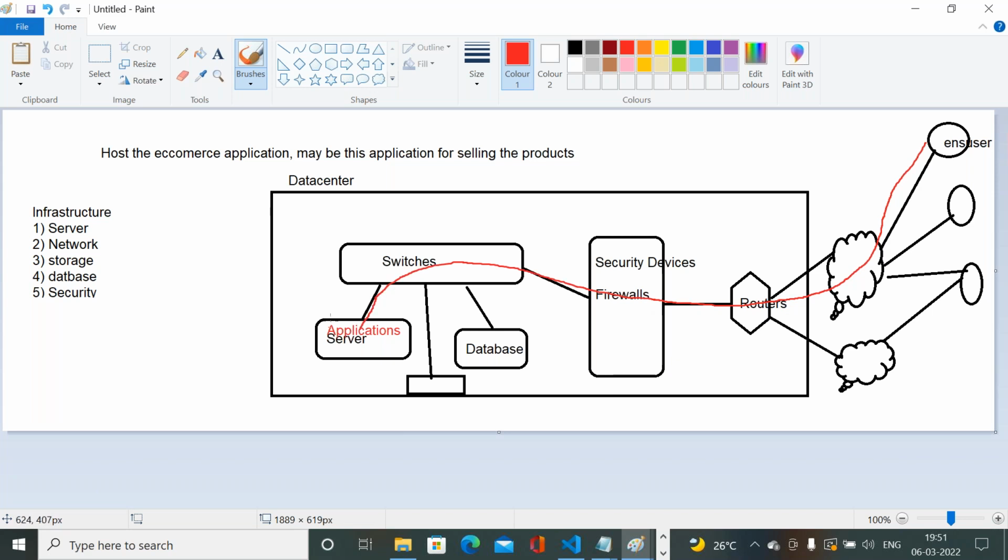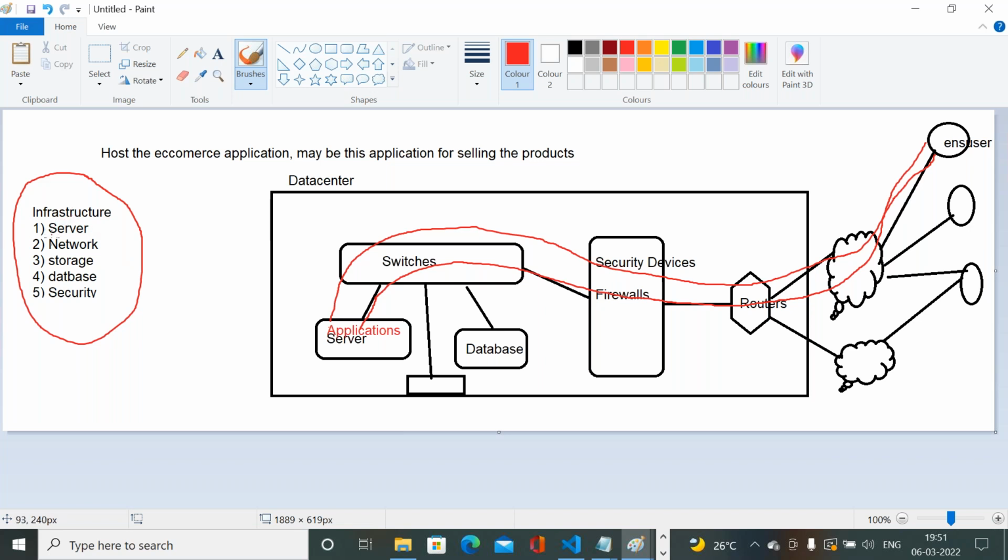In a similar way, the response packet will go to the switches, firewalls, routers, internet and to the actual end user. So in order to access the application, this is only for accessing the application, we have to build the overall infrastructure. Infrastructure should consist of 5 to 6 components. Okay, we have to procure.